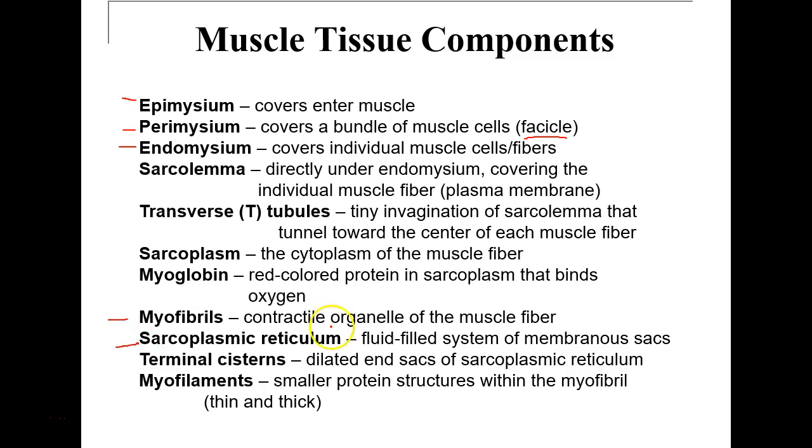Sarcoplasmic reticulum, these are fluid-filled system membranous sacs. This holds a large amount of calcium for muscle contraction. Terminal cisterns, these are just dilated ends of those sarcoplasmic reticulum sacs. Other than that, myofilaments, these are going to be the small proteins within the myofibrils where we will see contraction actually taking place. These are the thick and thin filaments.